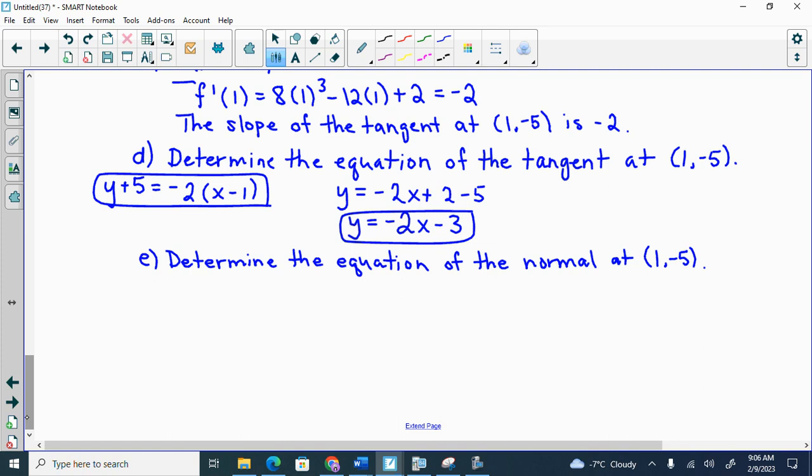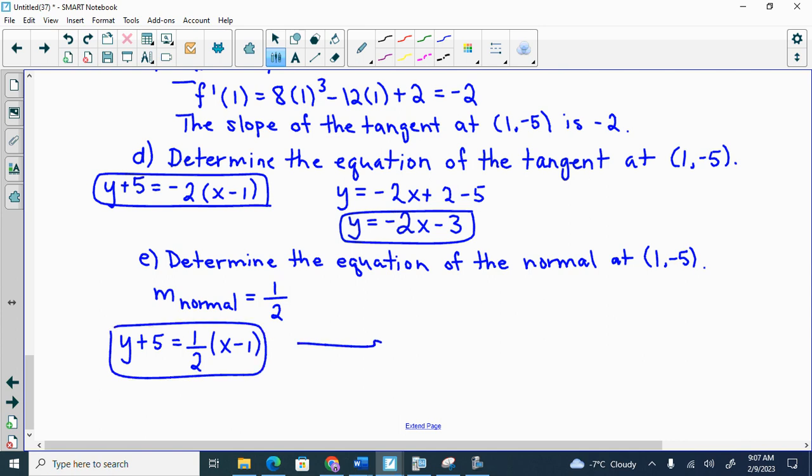What's the difference between the tangent and the normal? The normal is the negative reciprocal. Yeah. So if we go m normal, instead of it being negative 2, it's going to be 1/2. So we're going to get y plus 5 equals 1/2 x minus 1. That's point slope form. Into slope y intercept form, we would get y equals 1/2 x minus 1/2 minus 5, which gives me y equals positive 1/2 x minus 11 over 2.